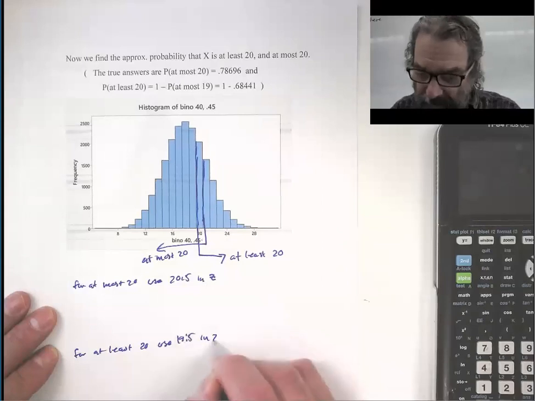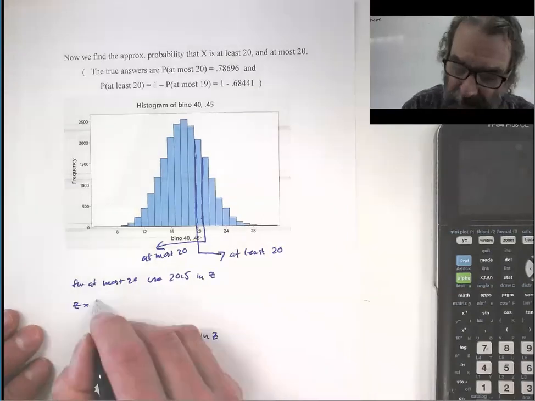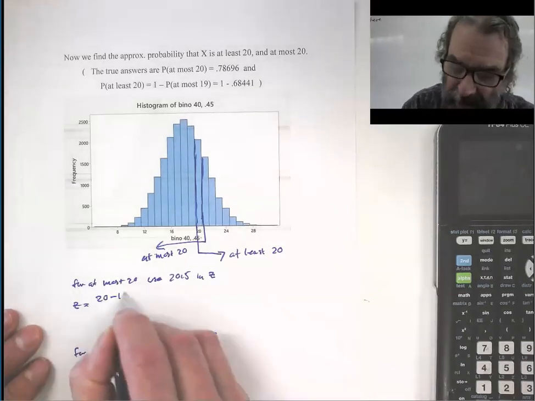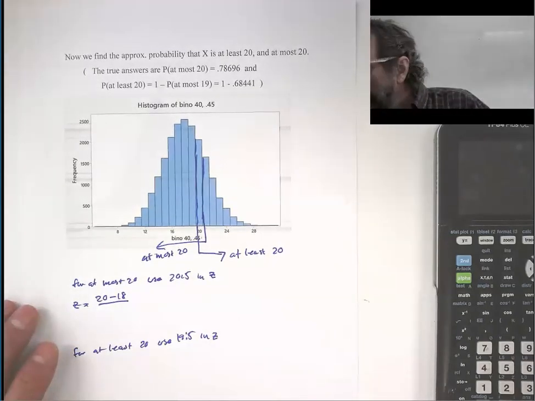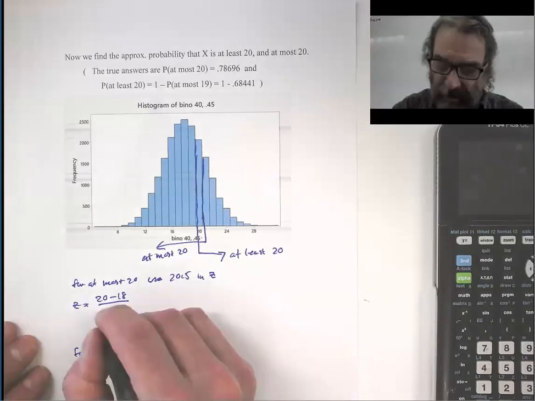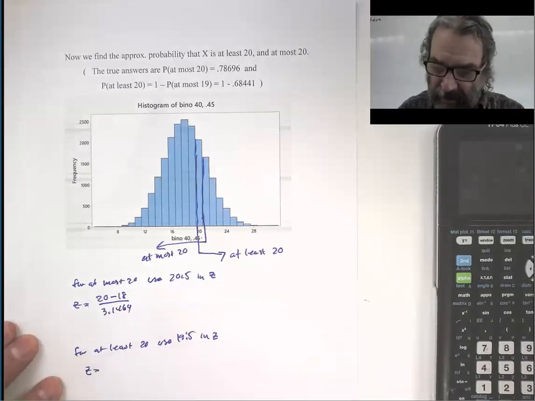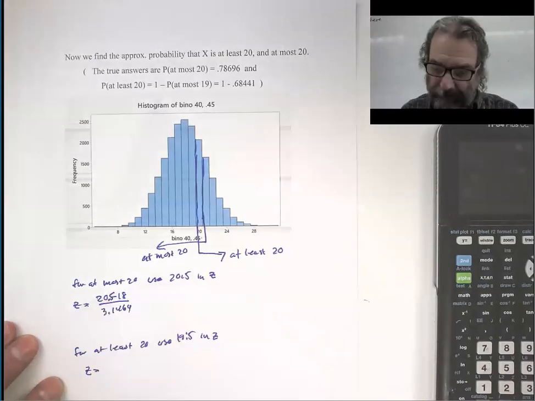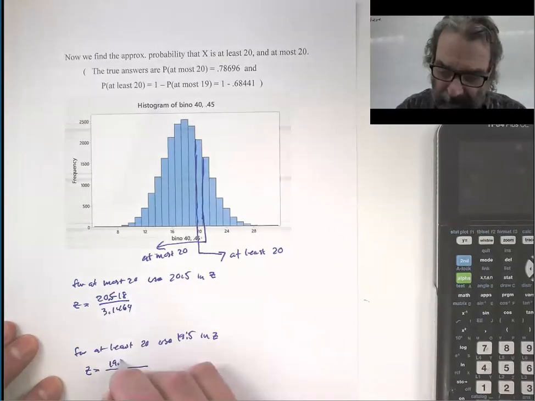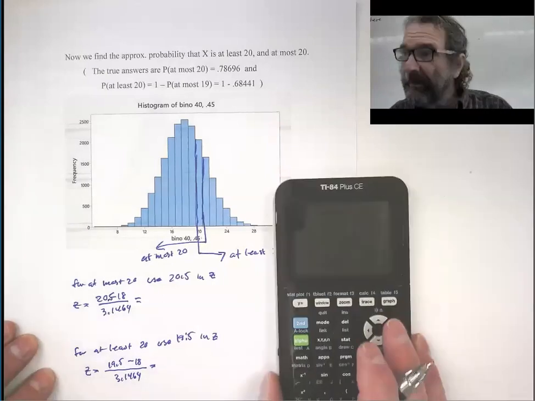Okay, so we'll compute Z here with 20. The mean was 18. Kind of forgot what the standard deviation was. It's back here, 3.1464. And down here, I'm going to compute a Z now using, oh, it's 20.5. Almost messed up. 20.5. There we go. Here, 19.5 minus 18, over 3.1464, like that. Okay. Let's get those computed.